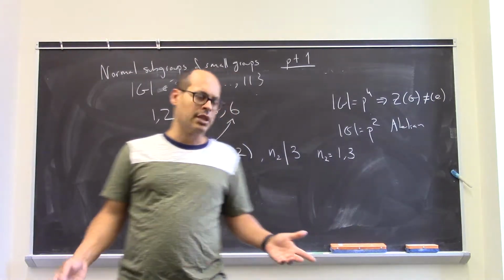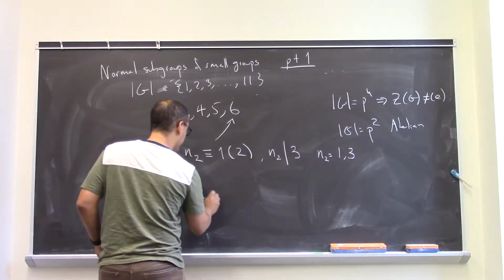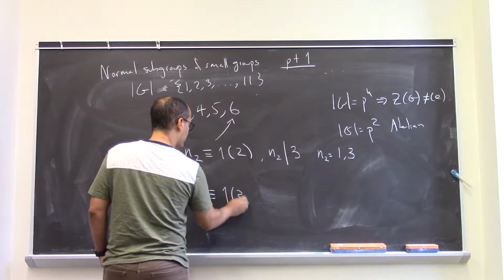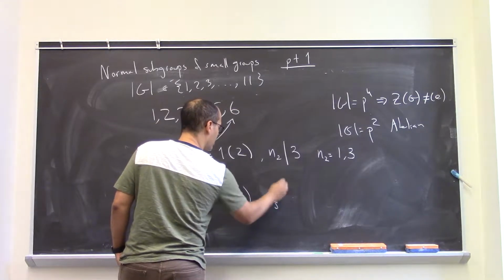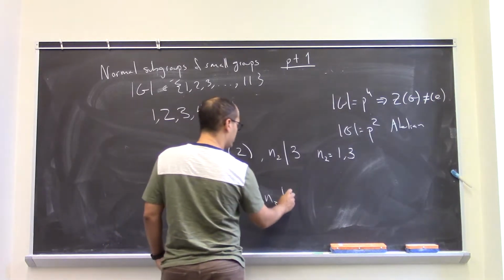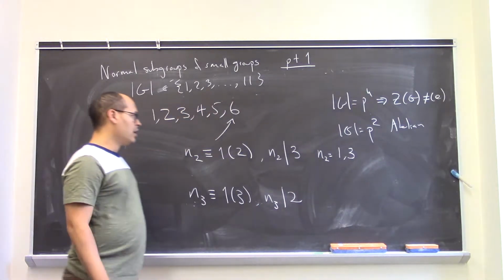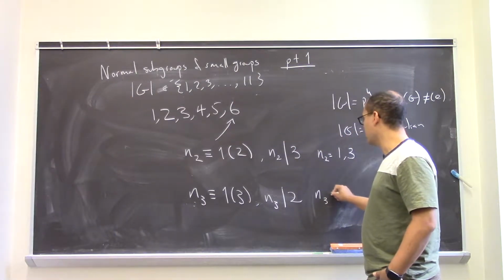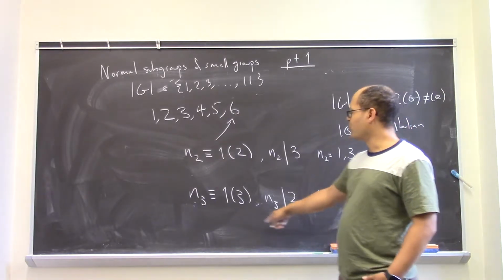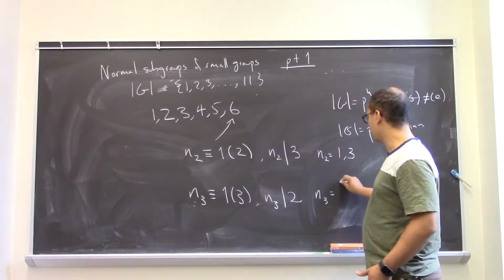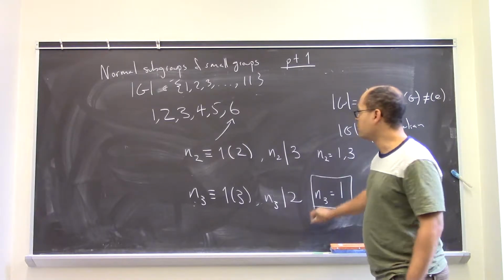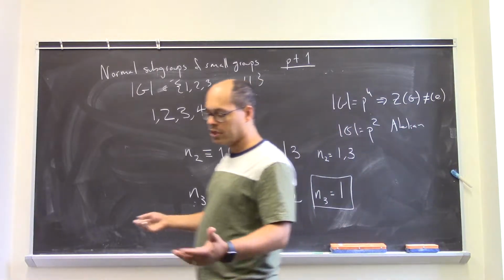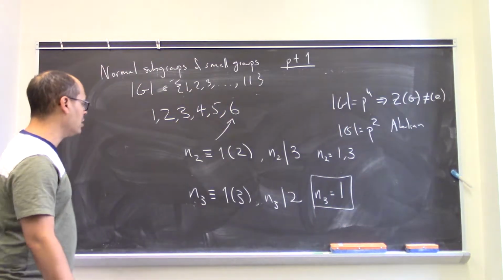So maybe that doesn't have to be normal, but let's look at N3. This is congruent to 1 mod 3, and the number of them has to divide 2. And oh, what does that say? We're done. N3 has to divide 2, and be 1 more than a multiple of 3. It can only be 1. That's the only possibility. And so for order 6, we know that the 3 Sylow subgroup is normal.